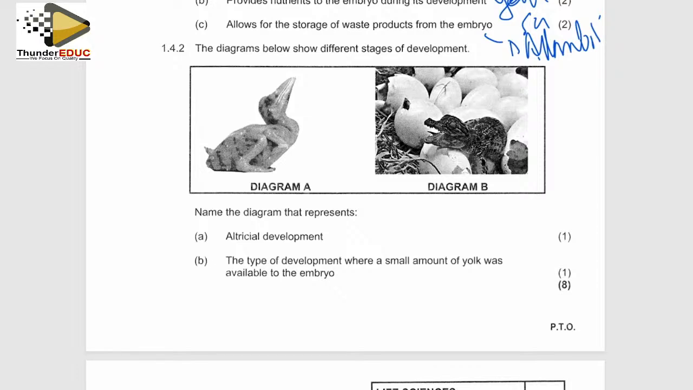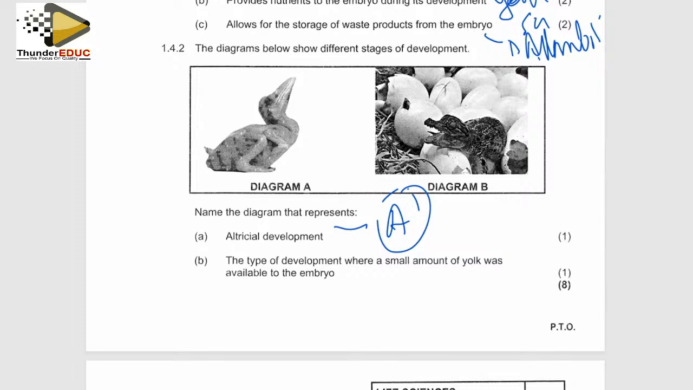The diagram below shows different stages of development. If you look at this one, it can walk, but in this one the eyes are closed and so on. So the answer is diagram A. Then they're saying the type of development where a small amount of yolk was available to the embryo.